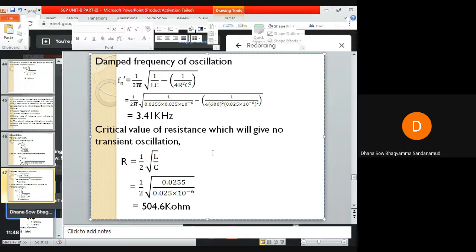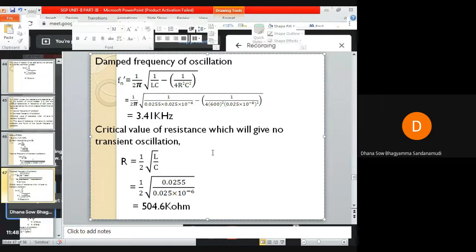Next they have asked us to determine the critical value of resistance which will give no transient oscillations. You know the different values of resistances. In resistance switching we have discussed, for different values of resistances, how the transient oscillations vary, and at what condition transient oscillations will damp. At critical resistance transient oscillations will damp. No transient oscillations will be there at this critical value of resistance.